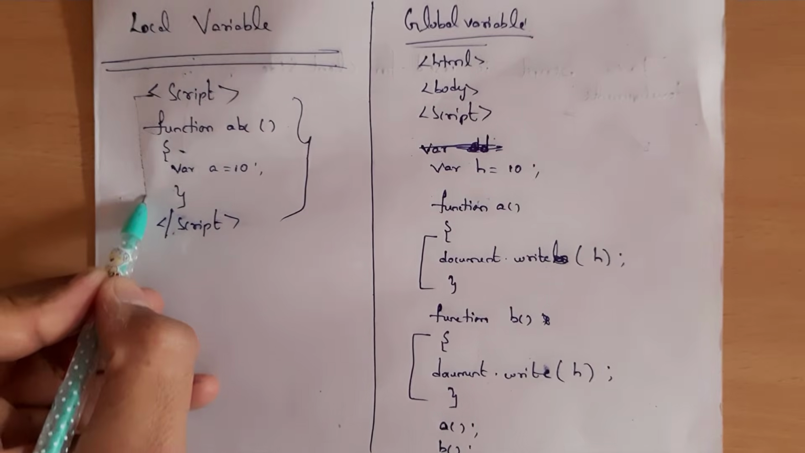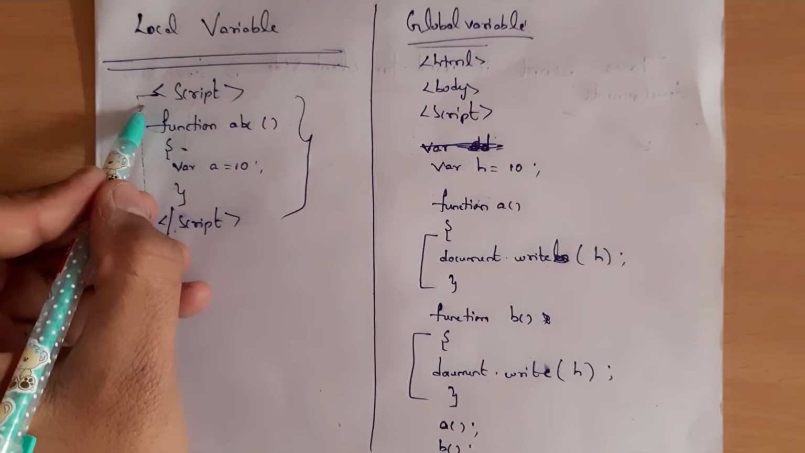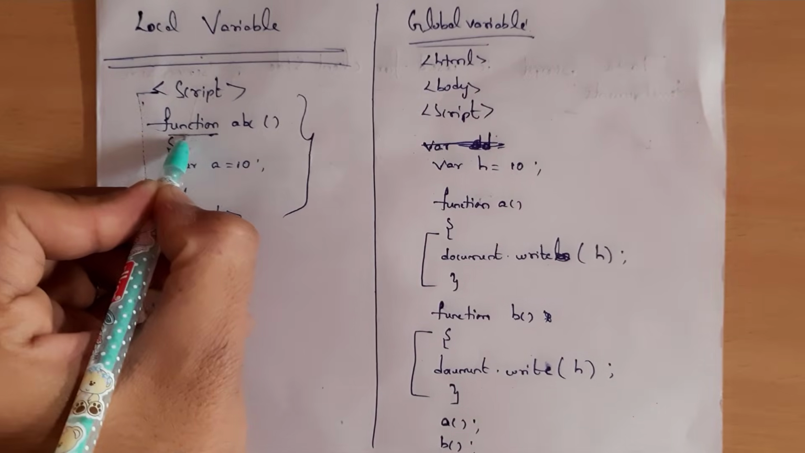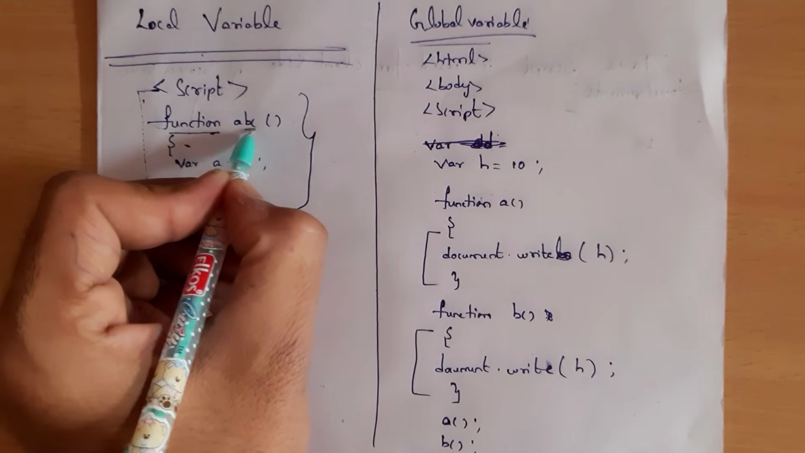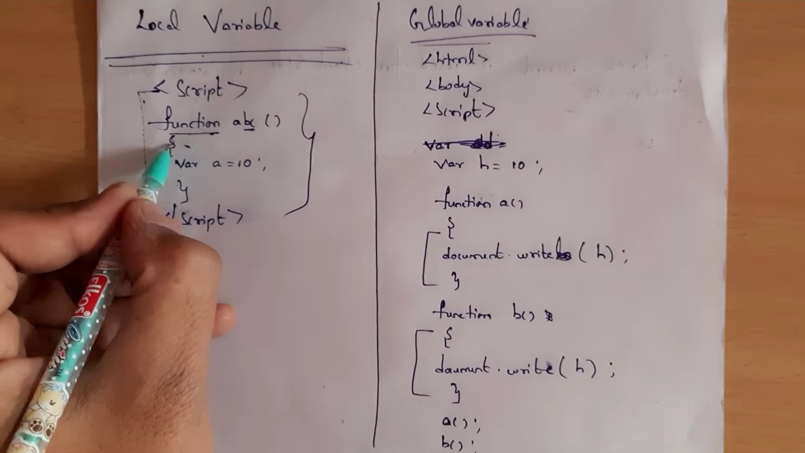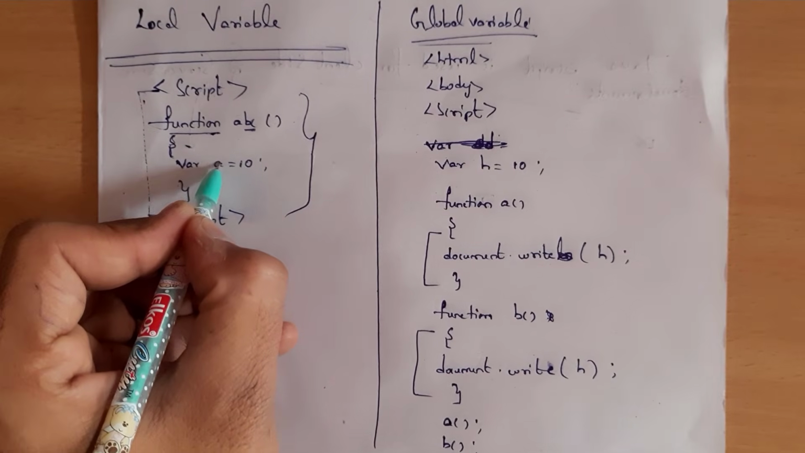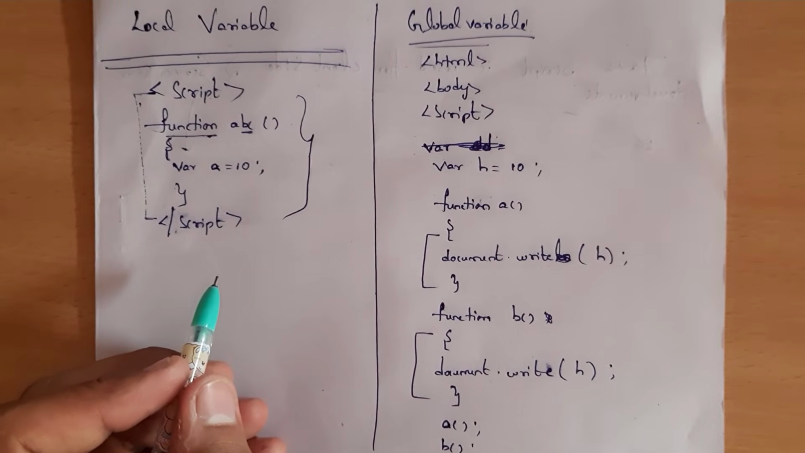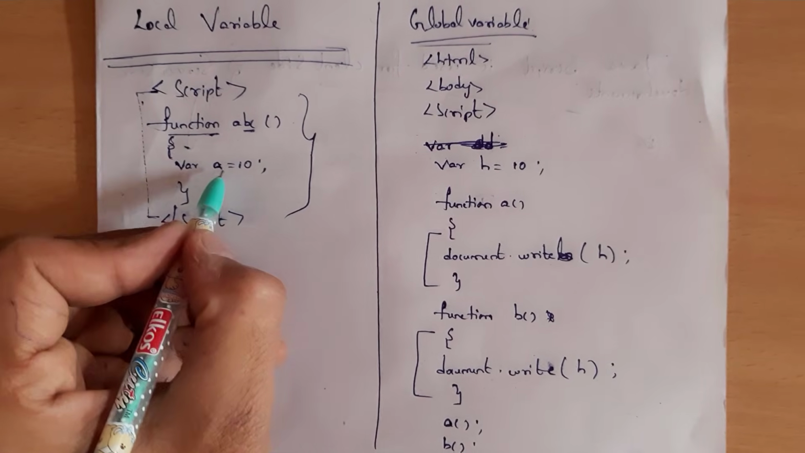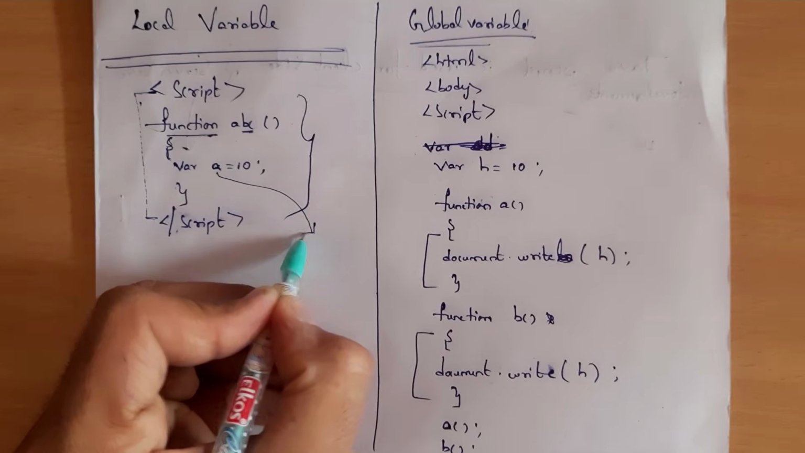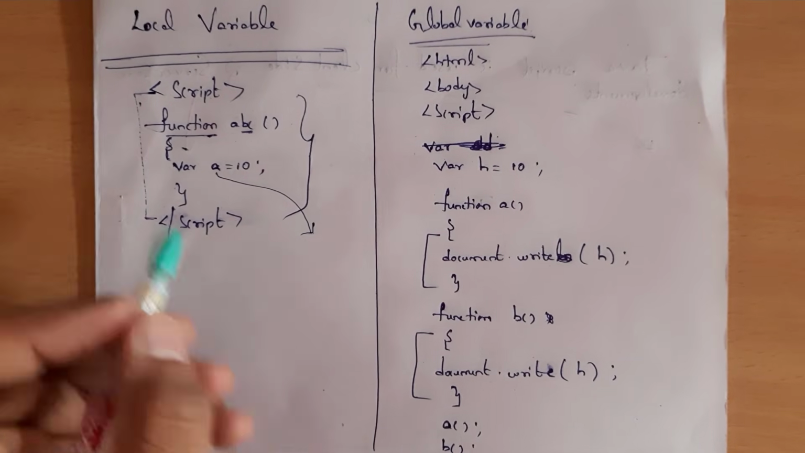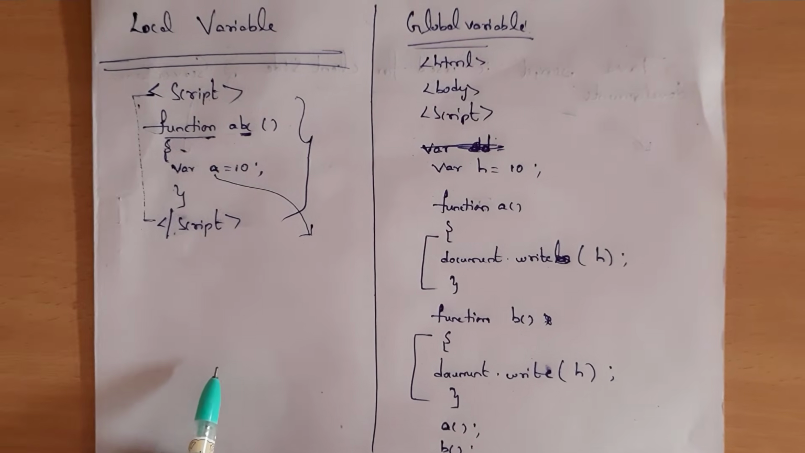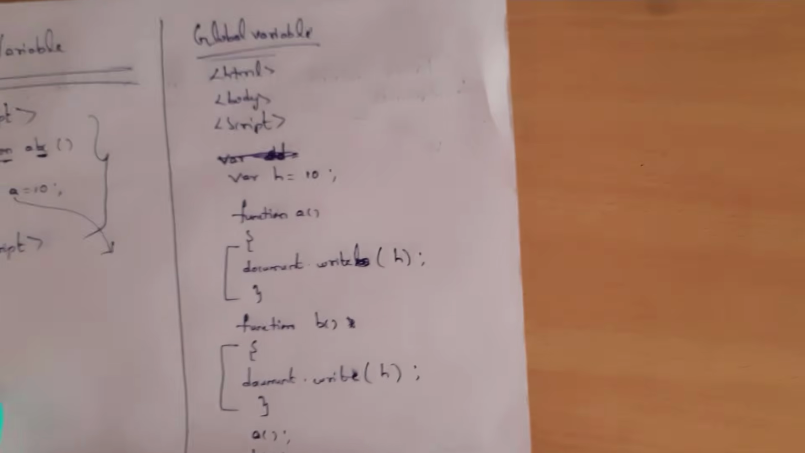I opened a script tag because I am writing JavaScript. Inside that I wrote a function where the function name is ABC, and inside this function I took a variable named A and the value of A is 10. This is a small program of local variable where this A is a local variable because I am writing A inside the function. So it is a local variable. And next one is global variable.